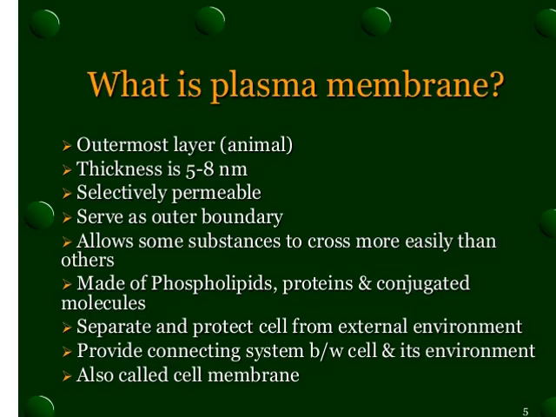It serves as an outer boundary of the cell. It allows some substances to cross more easily than others. It is made up of phospholipids, proteins, and conjugated molecules. It can separate and protect the cells from external environment. It provides a connecting system between cells and its environment. It is also called as cell membrane.